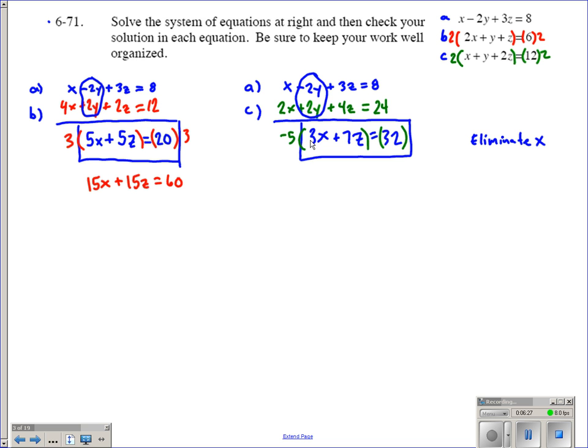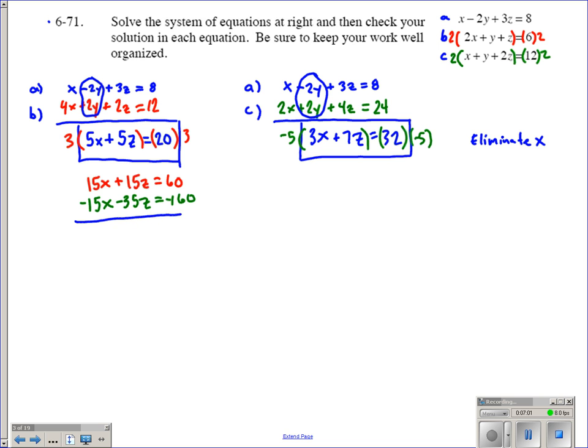So negative 5 times 3x is going to give me negative 15x. Negative 5 times 7z gives me a negative 35z. And then on the other side here, negative 5 times 32. Well, 5 times 30 is 150, and 5 times 2 is 10. So we're going to end up with negative 160. Well, let's continue on here.